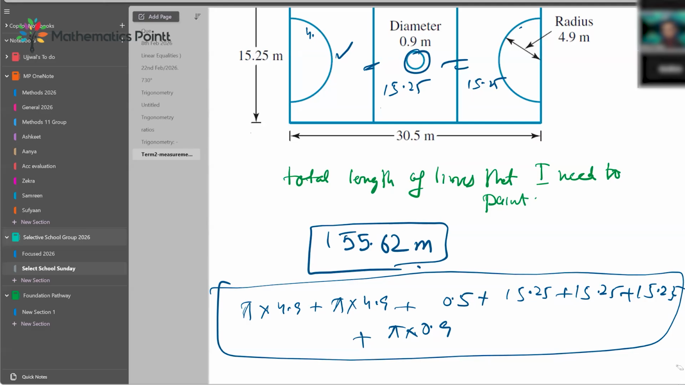All right, cool. That was a pretty intense session. I hope you found this useful. Next week, we are going to deep dive into area and composite areas, and I'm going to throw more challenges in terms of composite shapes.